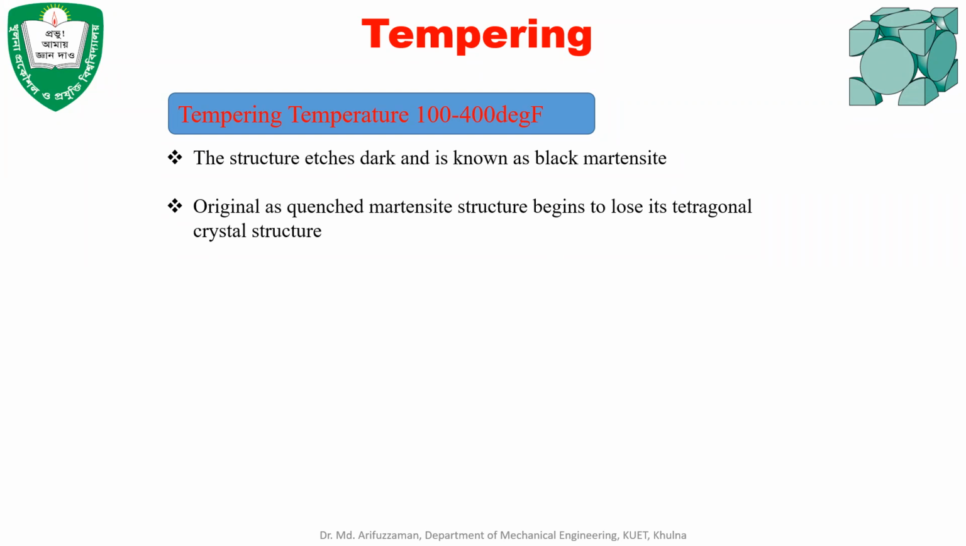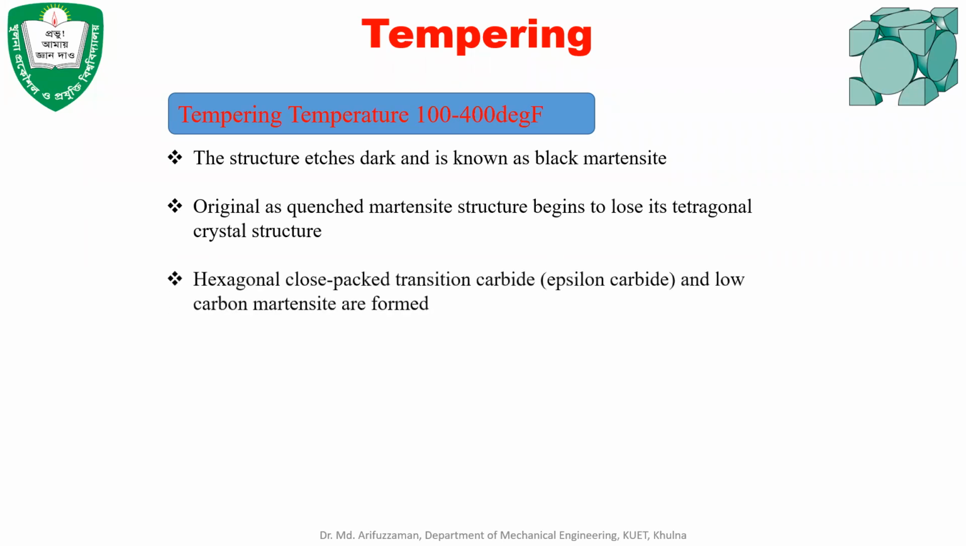The original as-quenched martensite structure begins to lose its tetragonal crystal structure. That means the tetragonal structure that was formed to produce the martensite starts to be lost. That means residual stresses are also getting relieved. And the hexagonal close-packed transition carbide and low carbon martensite are formed. That means some of the carbon is coming out of the structure, and low carbon martensite is formed. The tetragonal structure is still retained.